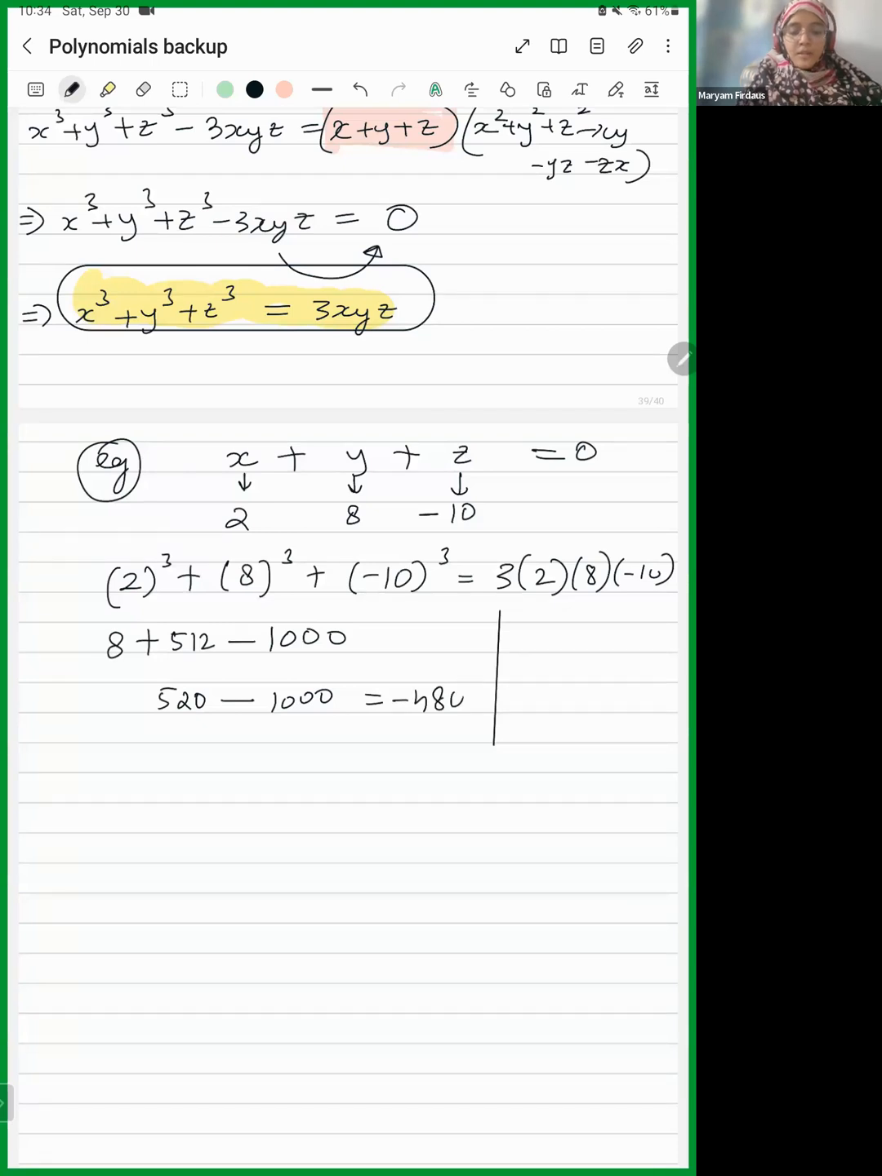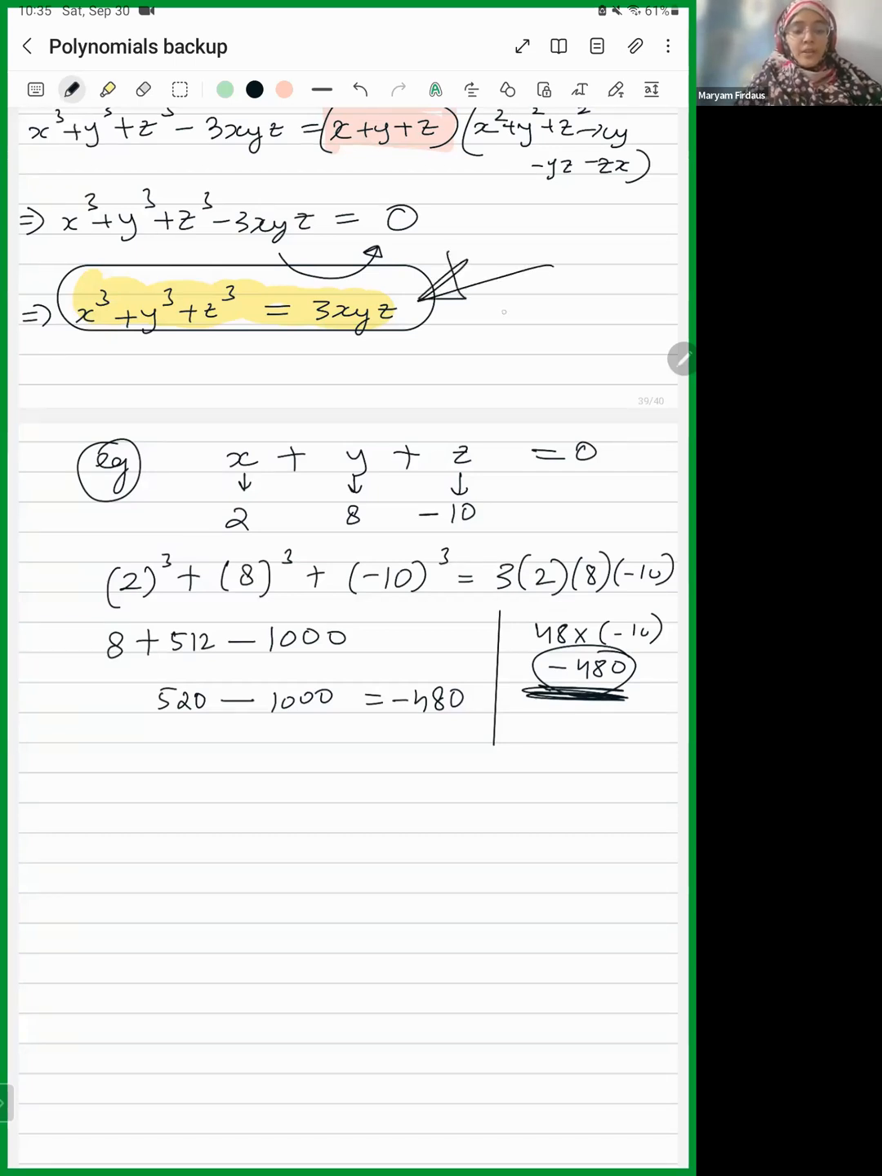See this, on the RHS: 3 2s are 6, 8s are 48, into negative 10, which is minus 480. So x cube plus y cube plus z cube is coming out to be equal to 3xyz. The reason is because x plus y plus z was 0. If it's not 0, then this thing is not going to be true.